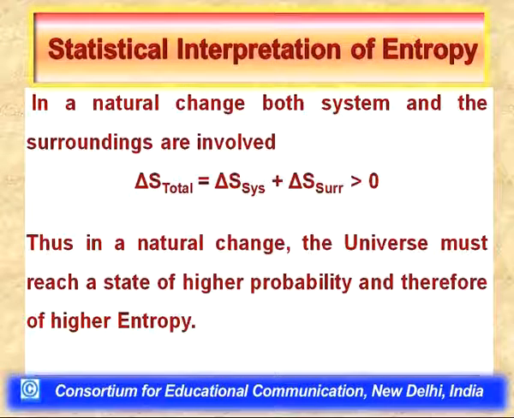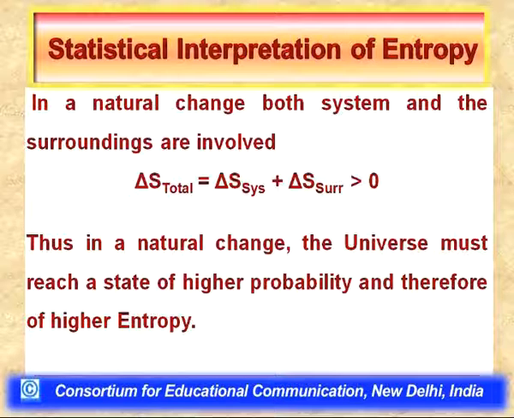So, here we start. Before we go any further, we would like to say that in a natural change both the system and the surroundings are involved, and if you remember the Clausius inequality, we discussed that it is the total entropy change of a system which is isolated in nature that increases in a natural or spontaneous transformation.